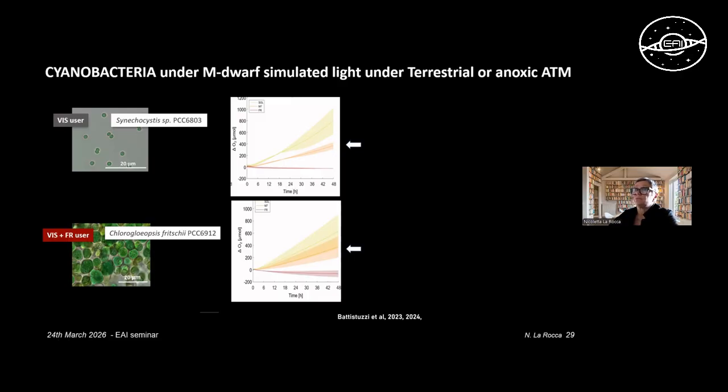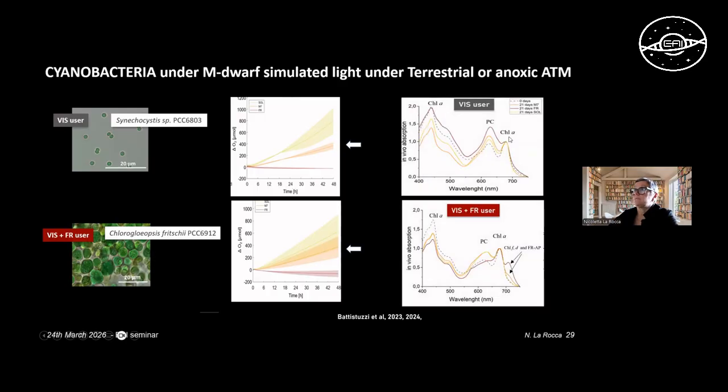And during the acclimation of the organisms to the different light, we also observed changes in the composition of the pigments. In case the organism could utilize infrared light, we observed the appearance of a shoulder above 700 nanometers. The shoulder was much bigger in the infrared acclimated organism, while it was less pronounced under M-star light, but anyway present.